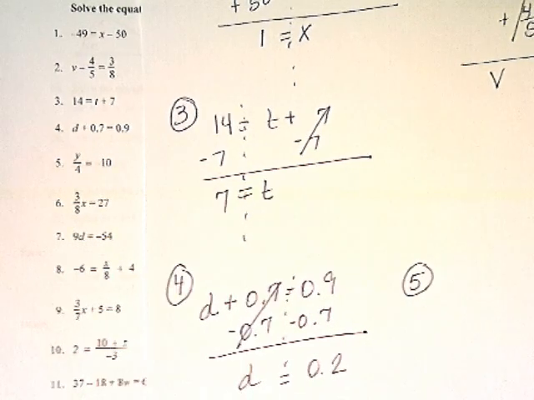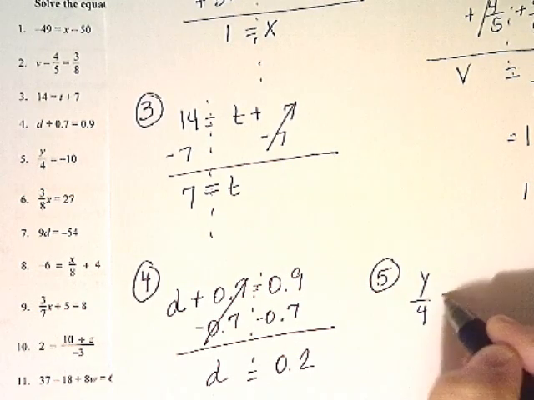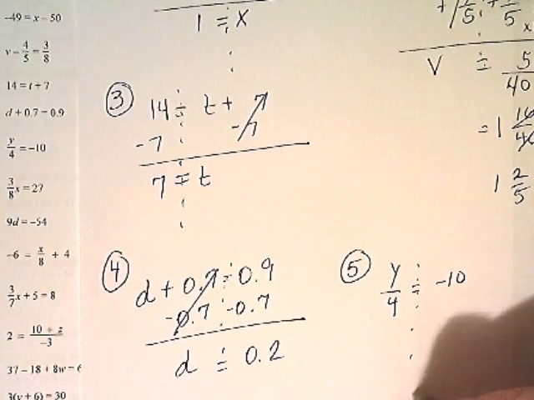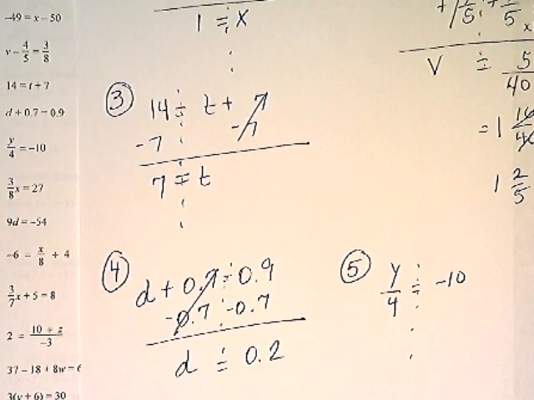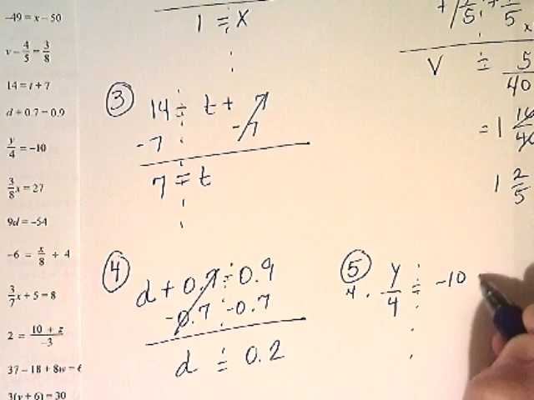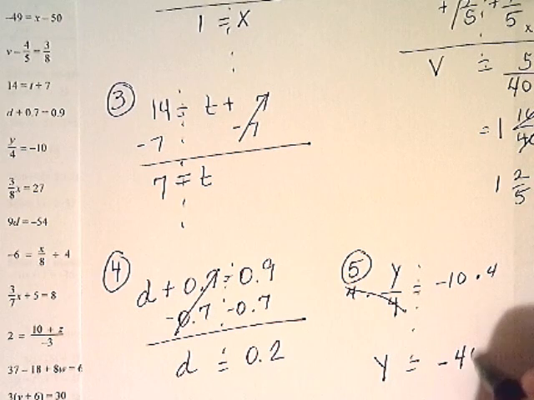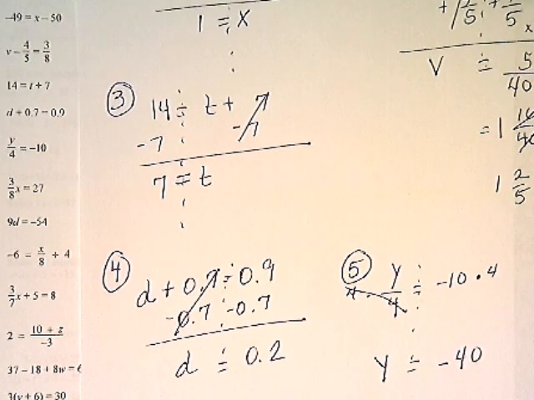Number 5 says y over 4 is equal to negative 10. To isolate the variable, I need to get rid of the 4. The 4 is doing the dividing, so I need to multiply. So I get y equals negative 40.